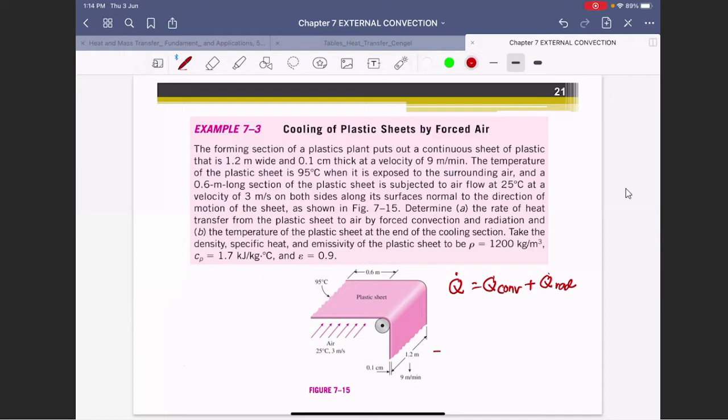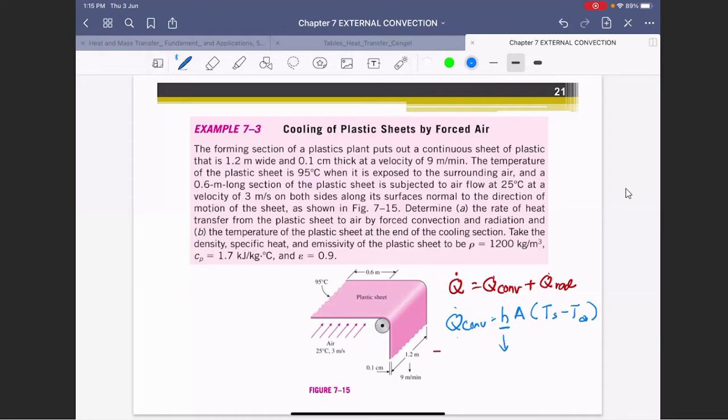You have to calculate those Q one at a time, and then add them both. We start with Q convection first. Q convection uses h times A of the sheet times T surface minus T of the air. The surface is hotter than the air temperature, which is why we subtract T infinity, the temperature of the air, from Ts. To calculate Q convection, you first must calculate your h.